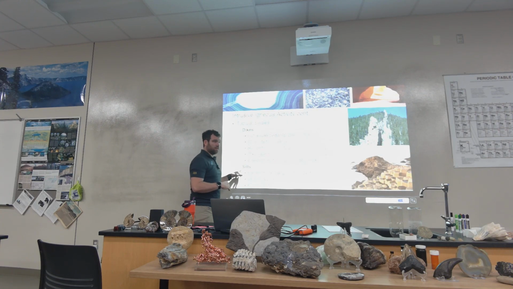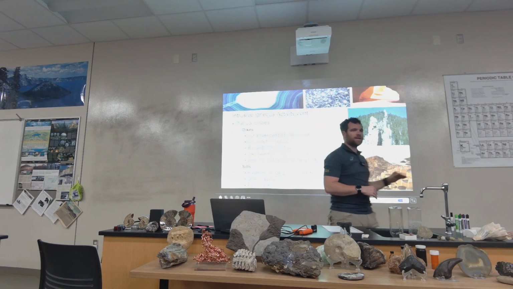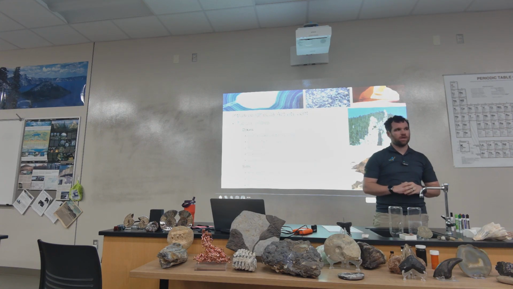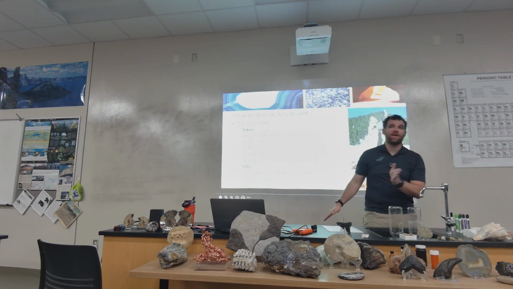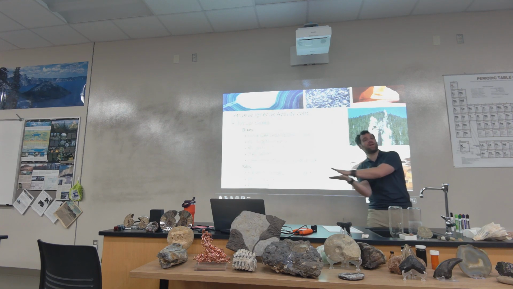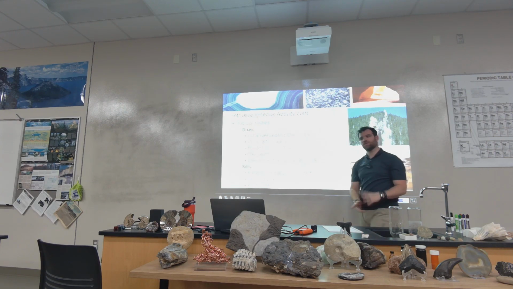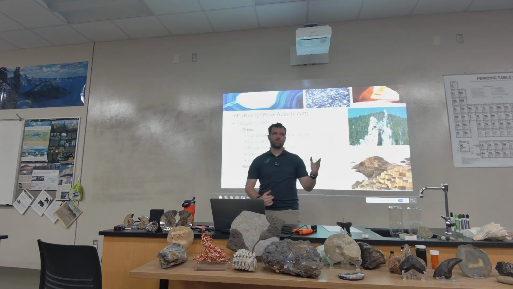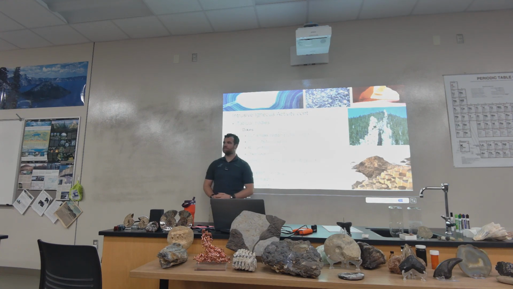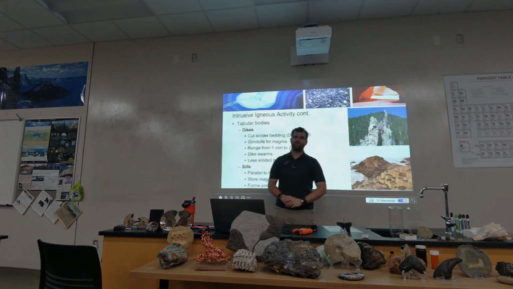A sill is a concordant layer, a tabular body of igneous rock. So instead of pushing its way perpendicularly through the layers of host rock, it went parallel to them, usually between two of the layers. Okay? So that's a dike and a sill. Discordant and concordant tabular bodies of igneous rock. That's a dike, and that's a sill.